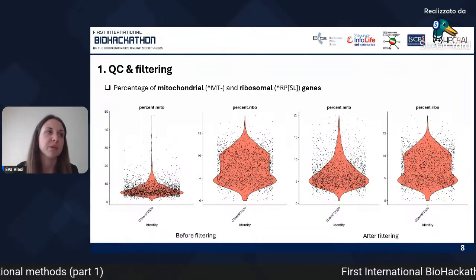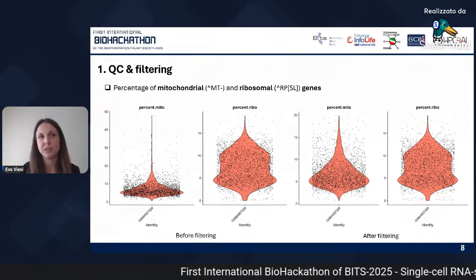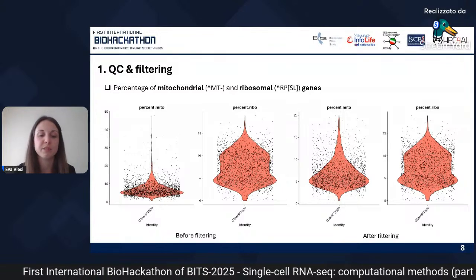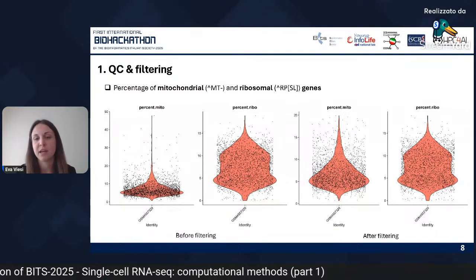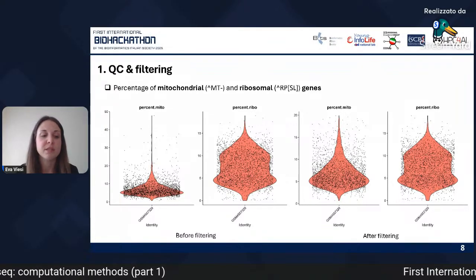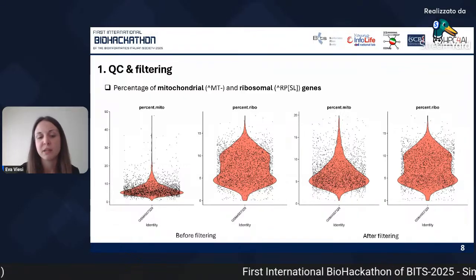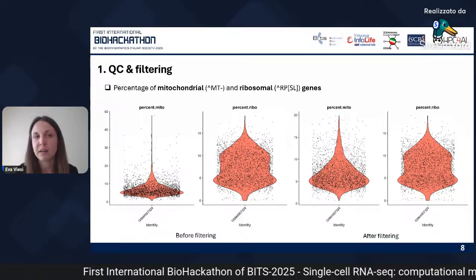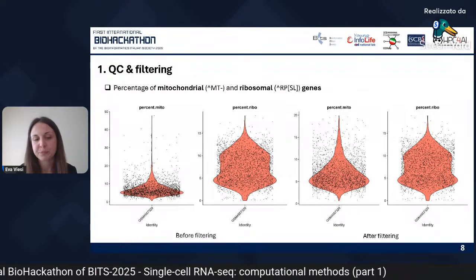And as we mentioned previously, a high percentage of mitochondrial genes, so higher than 10-15%, may suggest stressed or dying cells, while ribosomal genes aren't always filtered, but unusually high levels could indicate artifacts or poor quality cells.